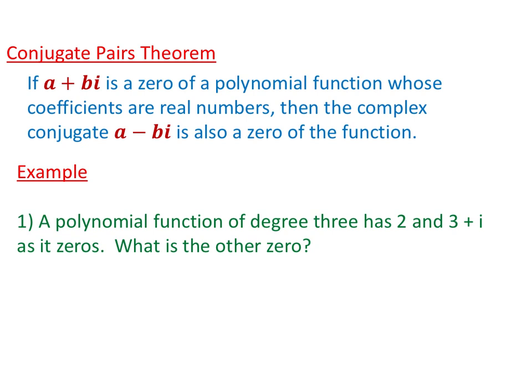Okay, let's look at another theorem which is helpful when you're looking at the fundamental theorem of algebra. It's called the Conjugate Pairs Theorem. And we have looked at conjugates before. So what does this rule say? If a plus bi is a zero of a polynomial function and the coefficients are real numbers, then the complex conjugate is also a zero of the function.